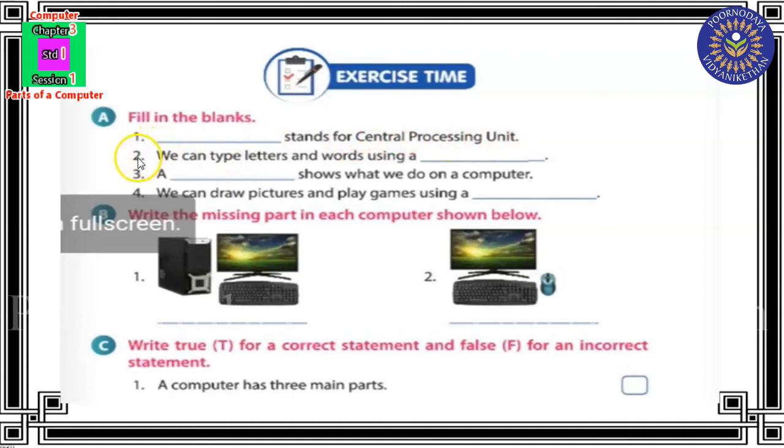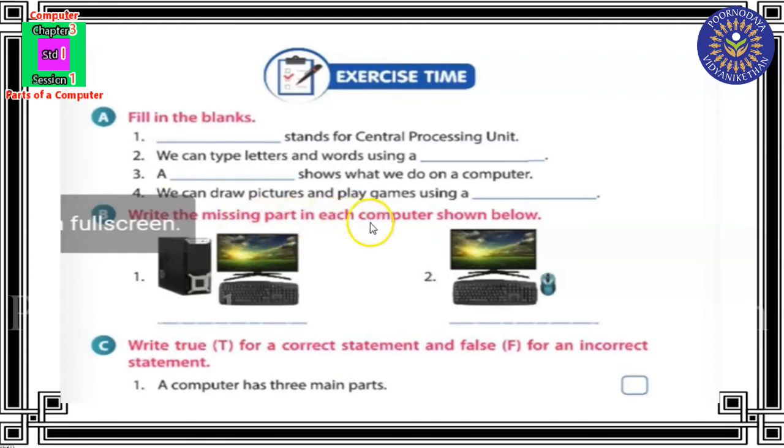Then question number 2. We can type letters and words using a dash. The answer is keyboard. Question number 3. A dash shows what we do on a computer. Answer is monitor. A monitor shows what we do on a computer. Then question number 4. We can draw pictures and play games using a dash. Answer is mouse.